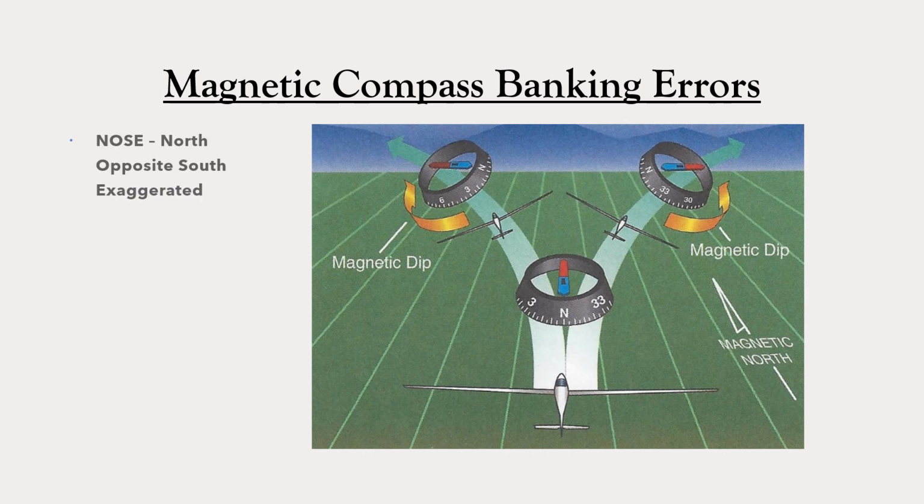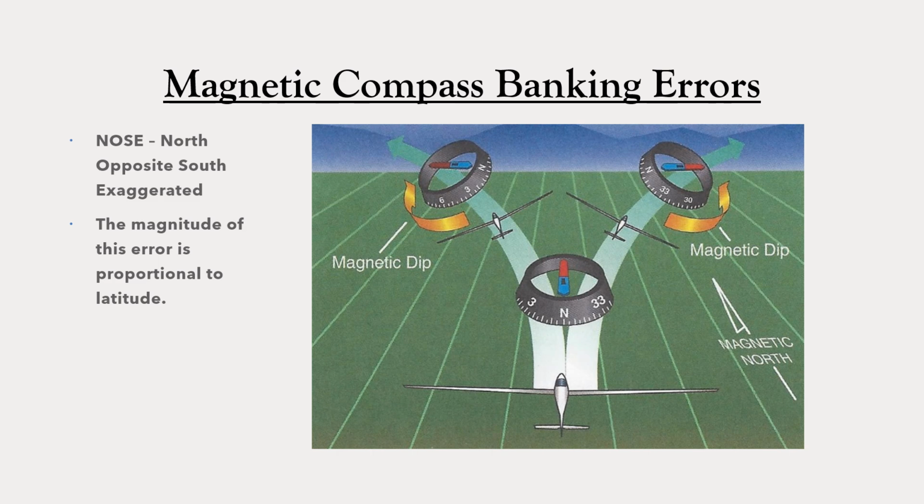And it happens when you're on northerly headings or southerly headings. It doesn't happen when you're going straight east and straight west. The way to remember it is this NOSE acronym, NOSE, which stands for North Opposite, South Exaggerated. So when you're headed north and you bank to the left, your compass will show a turn to the right, the opposite direction.